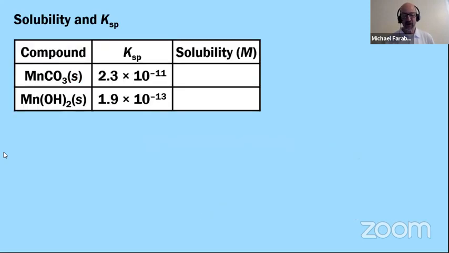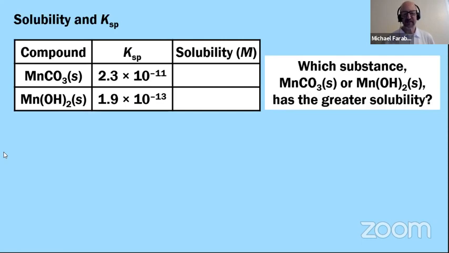Now, I'm going to ask you a question. This is a little bit different than the silver chloride, silver bromide, silver iodide comparison I gave you earlier. And here's the question. Which of these two substances has the greater solubility?